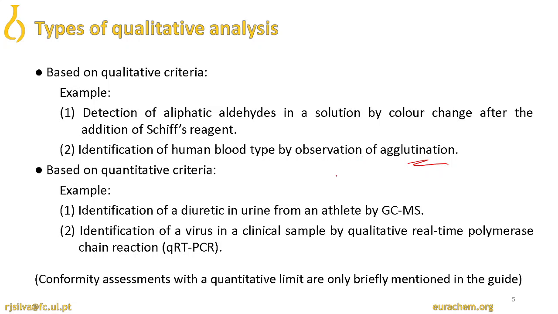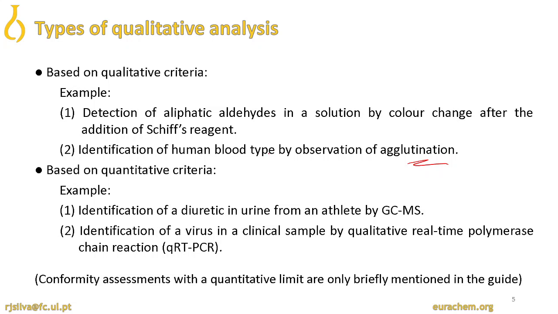But in some cases, you have an instrumental method of analysis supporting your identification, from where you take a quantitative parameter that is typically compared with a threshold, and in that case you have a different way of handling the criteria and handling this type of analysis. Some examples are identification by GC-MS or by PCR, where you have that type of analytical instrument.